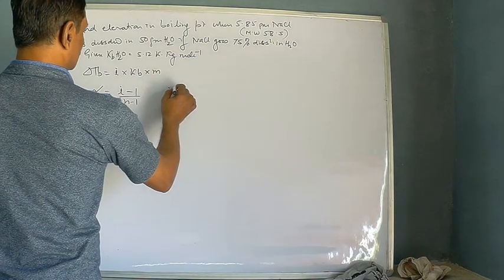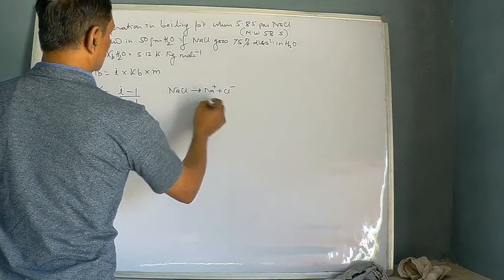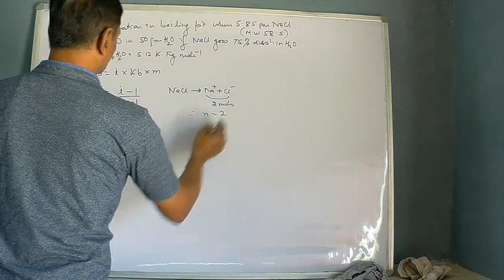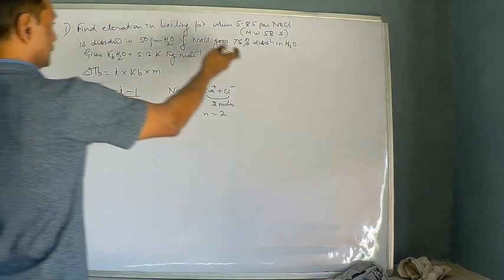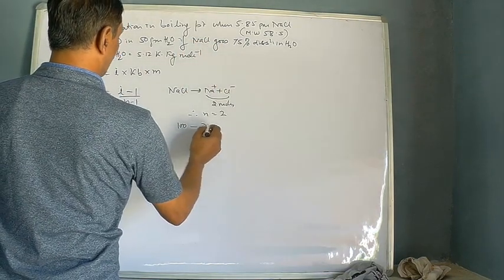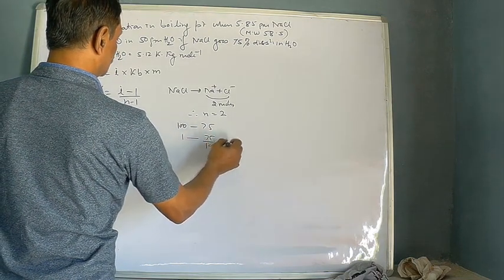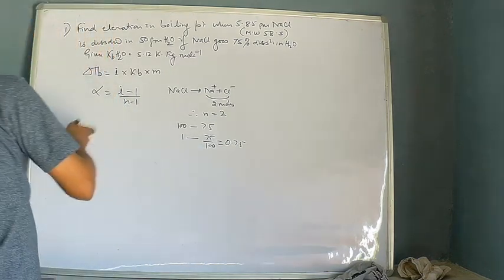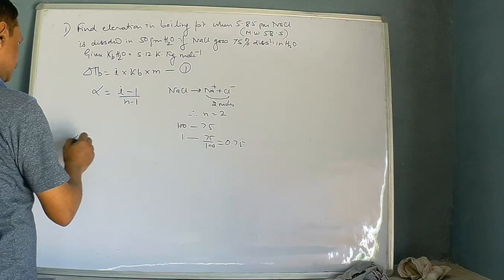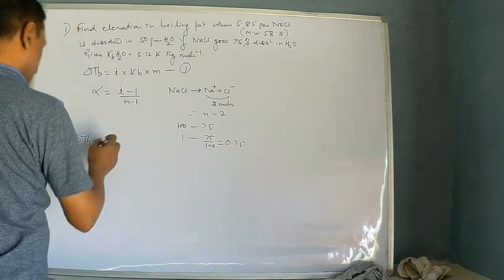Since NaCl dissociates to give us 2 moles, therefore n equals 2. Let us put it here. And 75% dissociation, so out of 100, 75 are dissociating, so out of 1, 75 by 100 gives you 0.75. So let us put this in the formula, that is formula number 1. So delta Tb equals van't Hoff factor, which we are supposed to calculate.